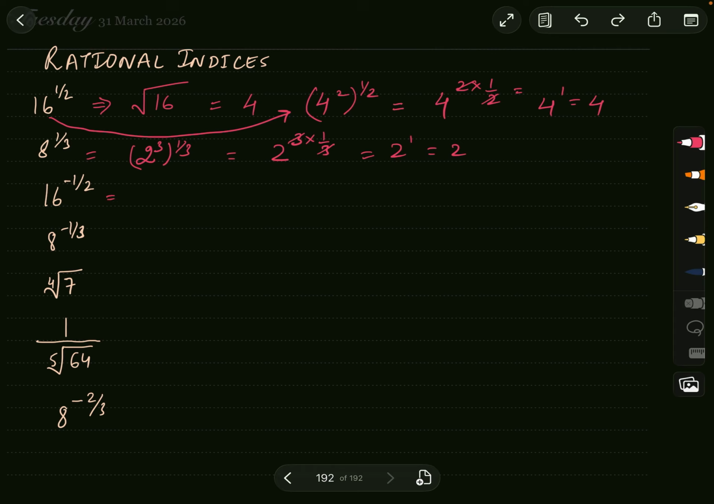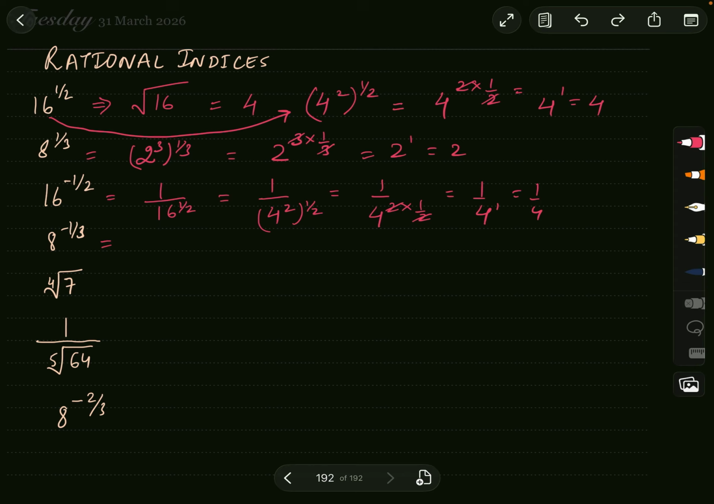Now this is 16 to the power of negative half. Very important. So first is to flip this around to 1 upon 16 to the power of half. And then further 1 upon 4 square to the power of half, because 16 is what? 4 square. And that is raised to the power of half. Now apply the indices rule. 1 upon 4 to the power of 2 times half. Cancel, cancel. The answer is 1 upon 4 to the power of 1, or 1 upon 4.